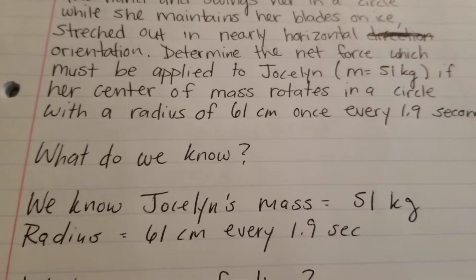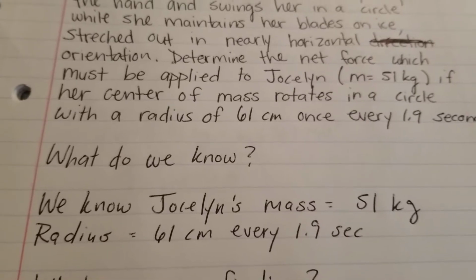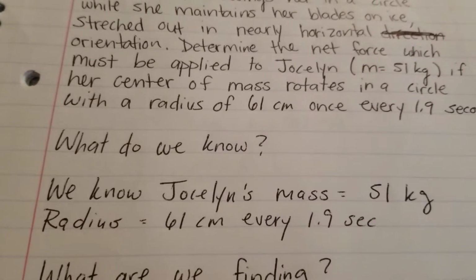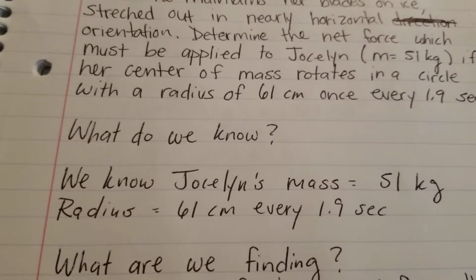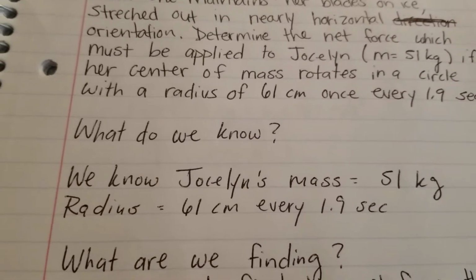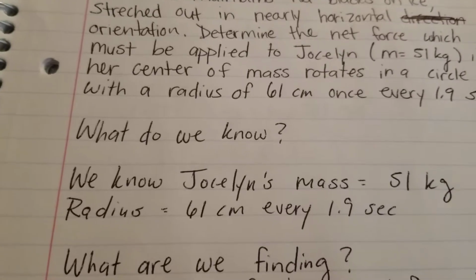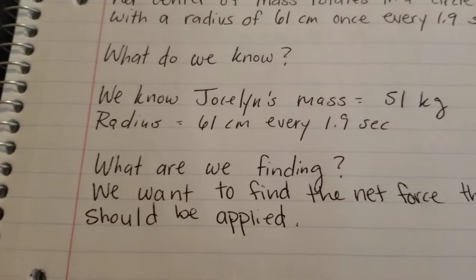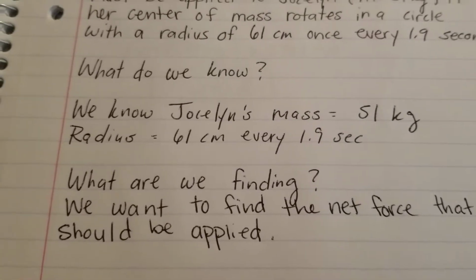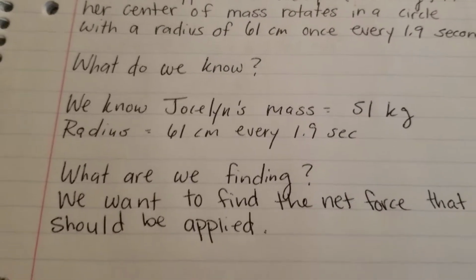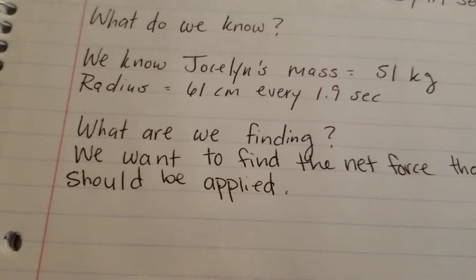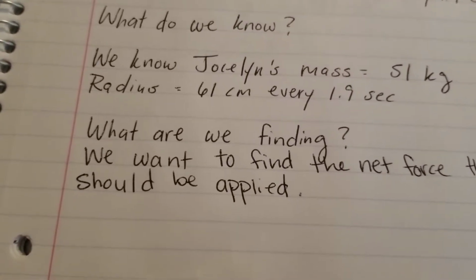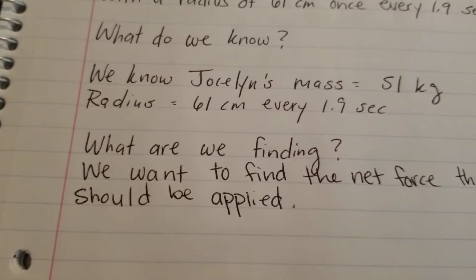So from the problem, we first have to identify what we know. We know that Jocelyn's mass is equal to 51 kilograms, and we know the radius of the circle is 61 centimeters every 1.9 seconds as she's rotating around the ice. What are we trying to find? We want to find the net force that should be applied to Jocelyn if her center of mass rotates in a circle with a radius of 61 centimeters every 1.9 seconds.